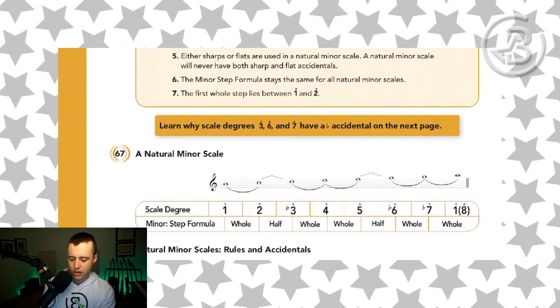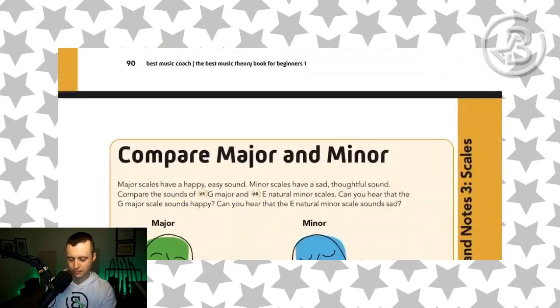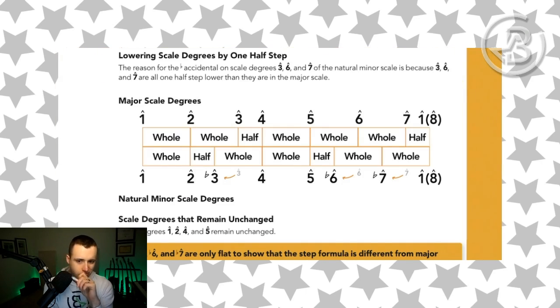Okay, so now let's understand why scale degree 3, scale degree 6, and scale degree 7 all have these flat accidentals in front of them. Let's break this down. In the major scale, we have scale degree 1, 2, 3, 4, 5, 6, 7, and then back to 1. And the series of whole and half steps goes whole, whole, half, whole, whole, whole, half. And we can see that, highlighting that in red here.